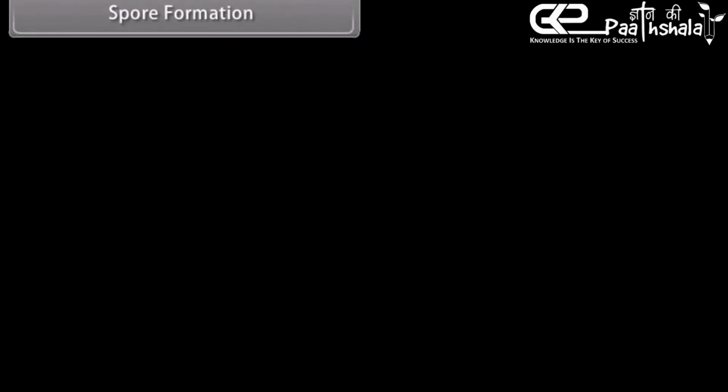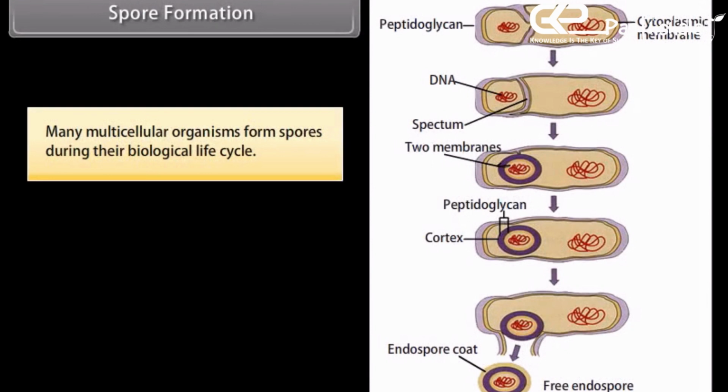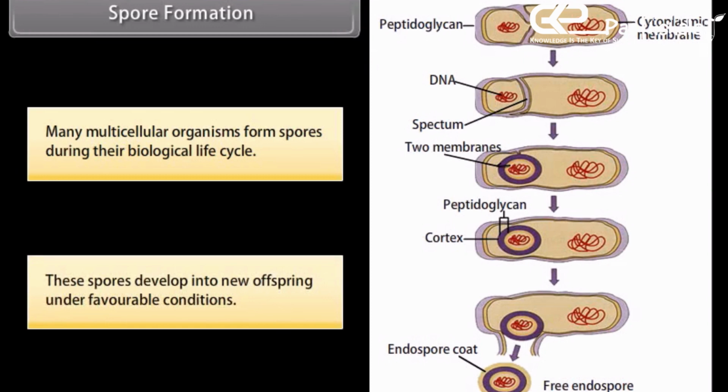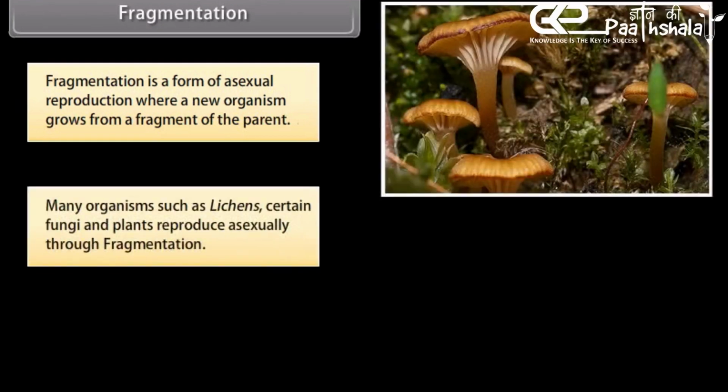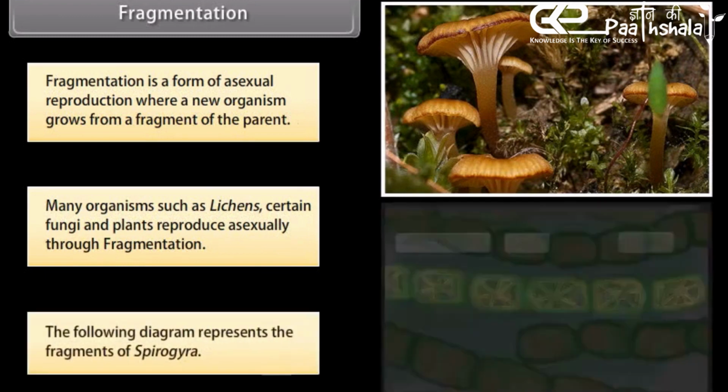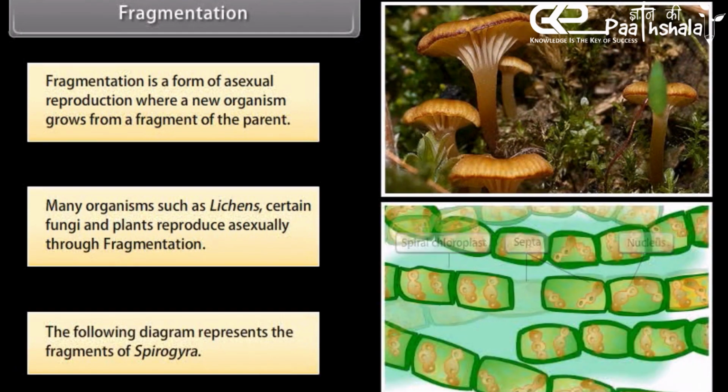Spore formation. Many multicellular organisms form spores during their biological life cycle. These spores develop into new offspring under favorable conditions. Fragmentation. Fragmentation is a form of asexual reproduction where a new organism grows from a fragment of the parent. Many organisms such as lichens, certain fungi and plants reproduce asexually through fragmentation. The following diagram represents the fragments of Spirogyra.